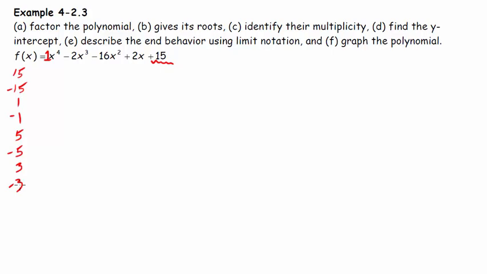Alright, now here I have 1, 2, 3, 4, 5, 6, 7, 8. Okay, I have 8 potential factors. Now, if you remember what we talked about last time, if this is degree 4, at most we could have 4 roots, possibly less. So we know that all of these are not going to work.